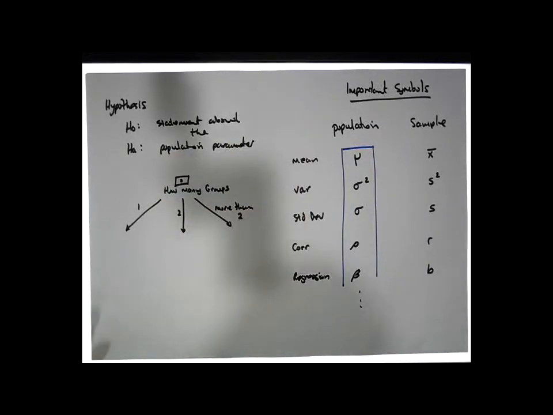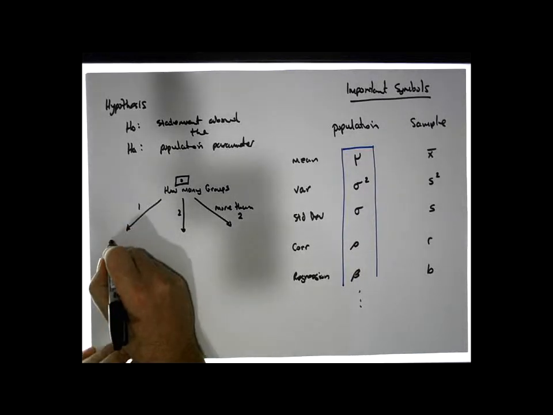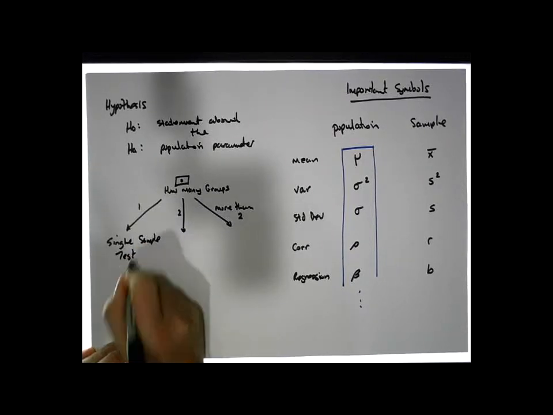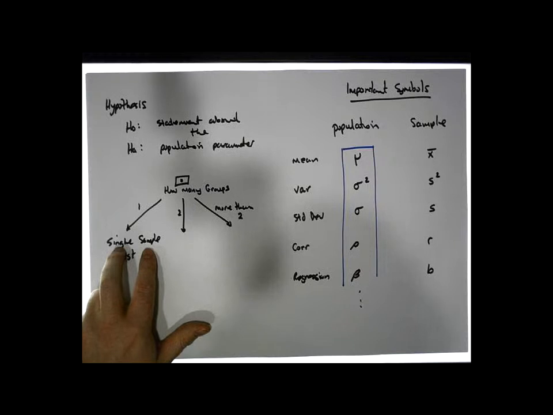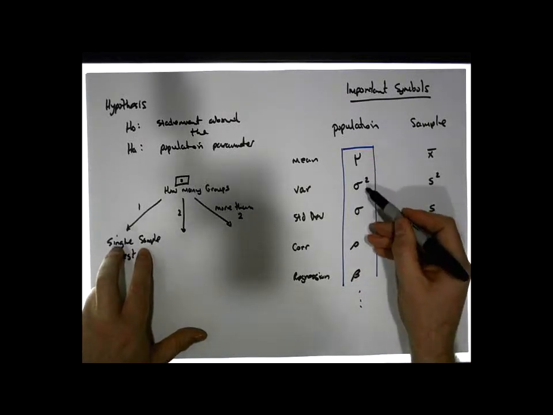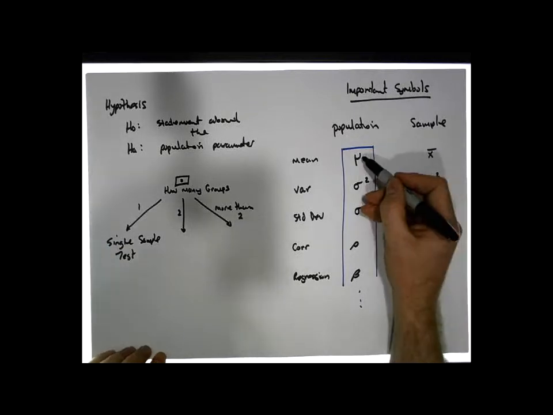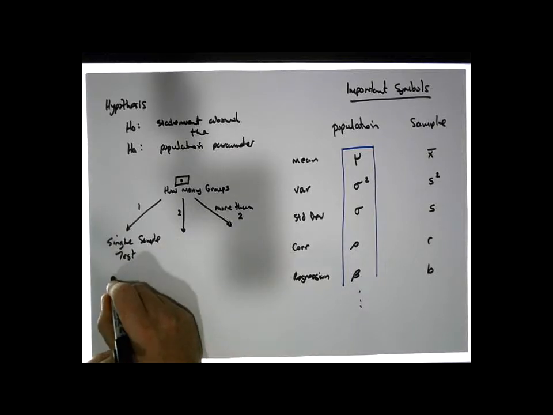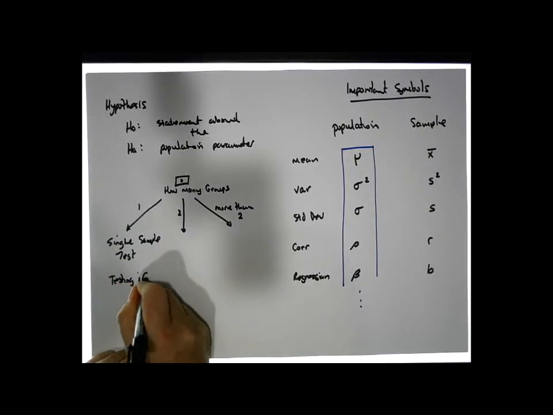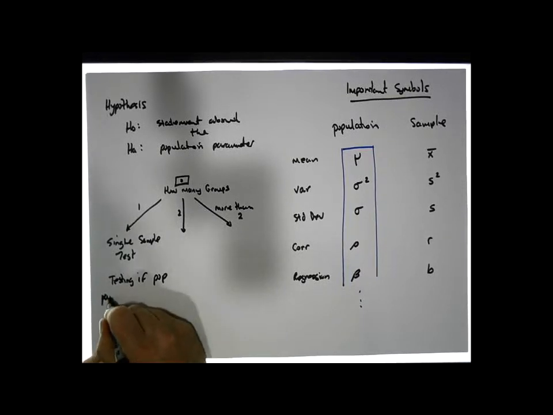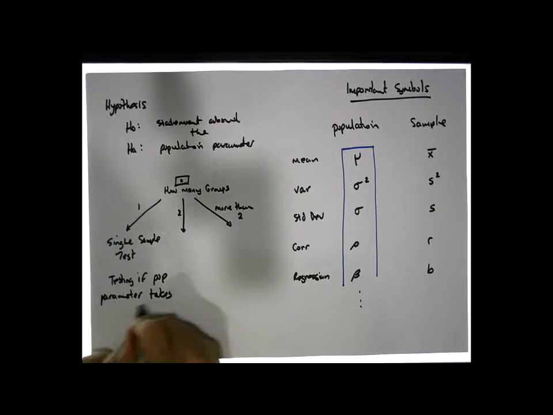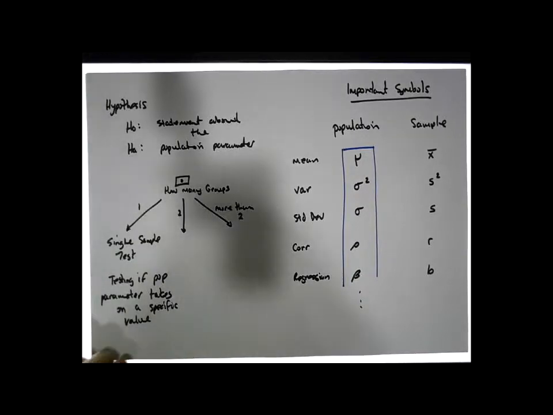If it's a single group, well, then it's called a single sample test. A single sample test can be a test of any one of these particular parameters down here. I mean, we could test the mean by a single sample test. We're really testing whether the population parameter takes on a specific value. So that's what we're talking about.